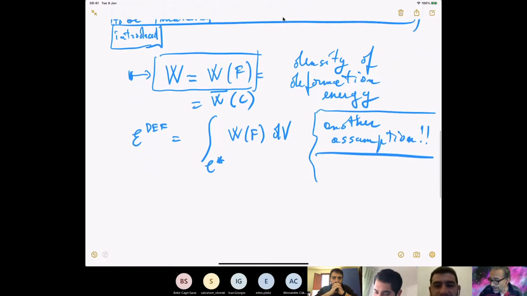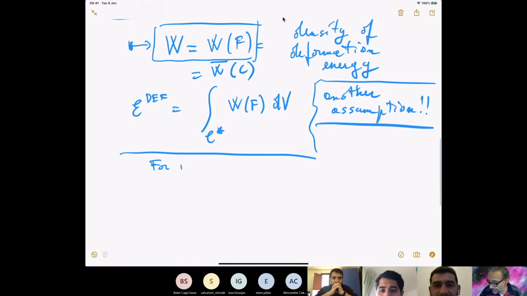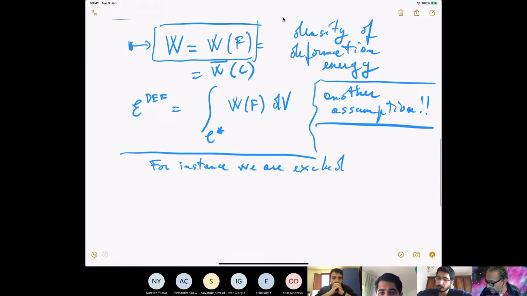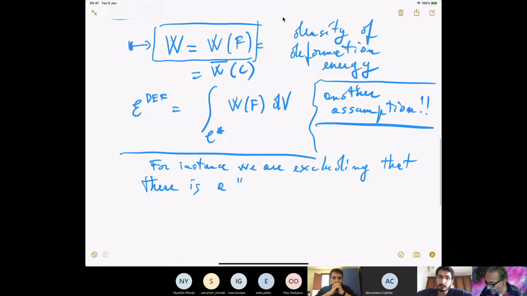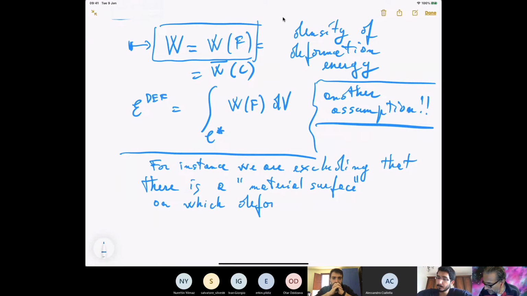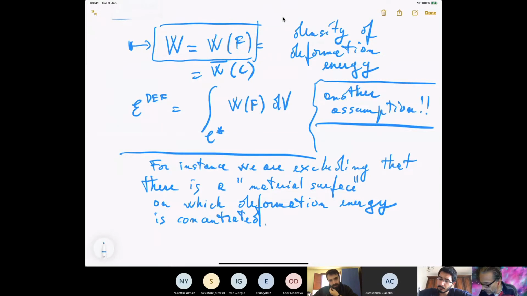So what does this assumption mean? For instance, we are excluding that there is a surface, better to say a material surface, on which the deformation energy is concentrated. Okay.